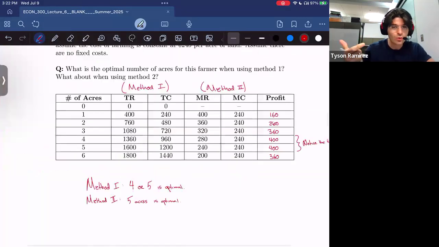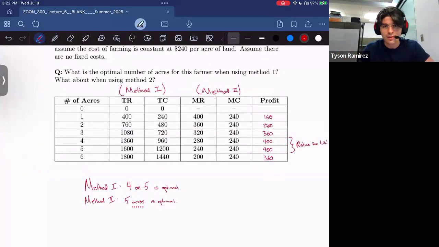All right. So method one gives us a tie. Method two gives us a singular answer. So which one is better? Well, we don't want ties. We want a rule that just gives us a single answer. Now, if you're an actual business owner or somebody that's making business decisions, then there might be a little bit more nuance that goes into this answer.